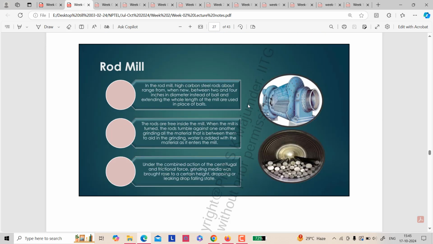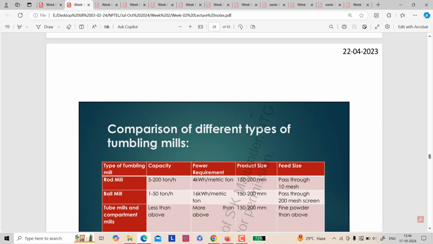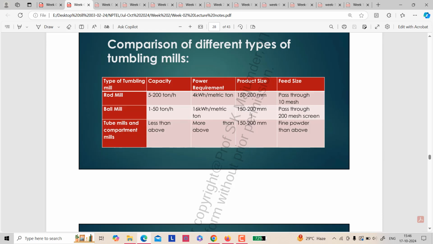This is the rod mill, where inside a similar chamber, instead of balls, there are rods. In the rod mill, high carbon steel rods, ranging when new between 2 to 4 inches in diameter, extending the whole length of the mill, are used instead of balls. Next, everything has advantages and disadvantages. So this is the comparison between all the mills: rod mill, ball mill, tube mills. You can see that depending on the requirement, we can change our mills.